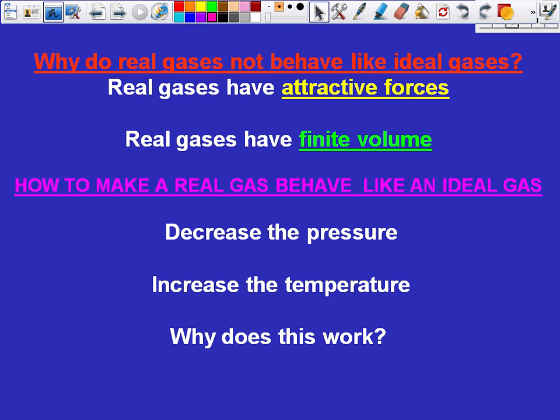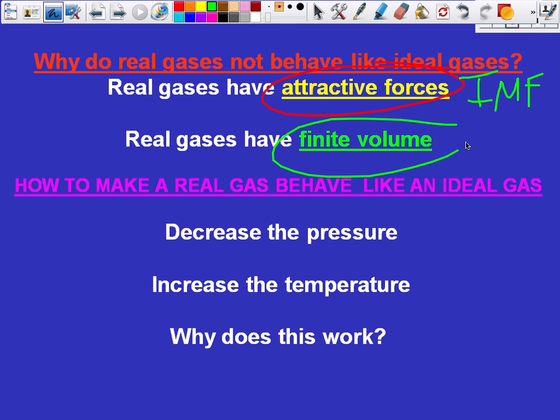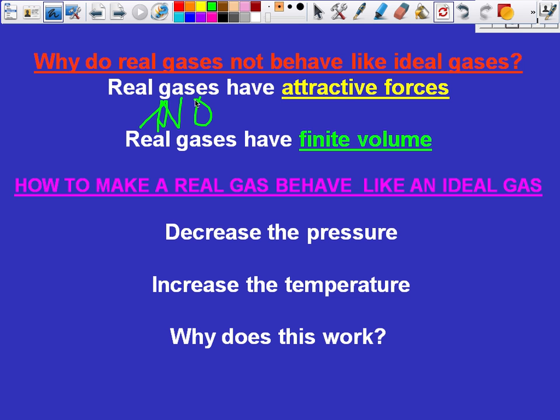All right, last few slides. Almost done, guys. Why do real gases not behave like ideal gases? And we've already talked about this. Number one, real gases have attractive forces. Another way, what we're saying here is we have IMFs. Real gases have a finite volume, which means you can calculate it. And there's one more that I want you to add, please, and that is no elastic collisions.